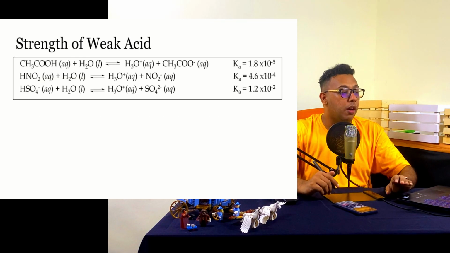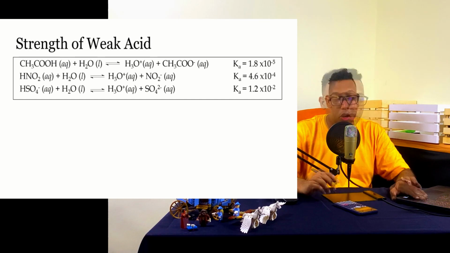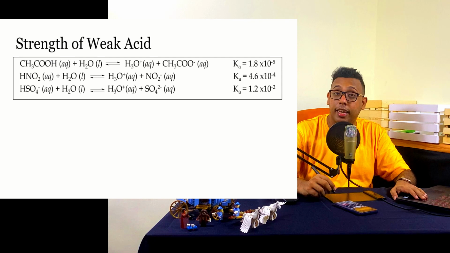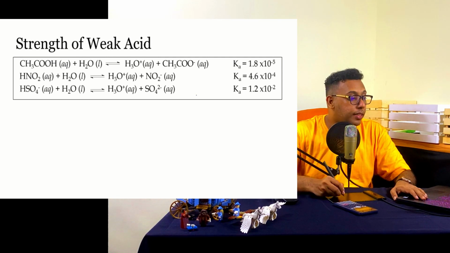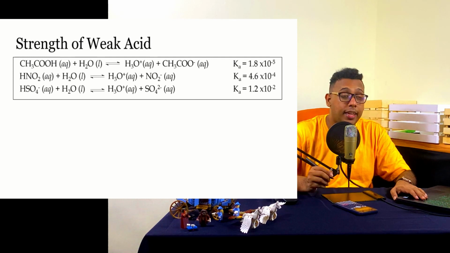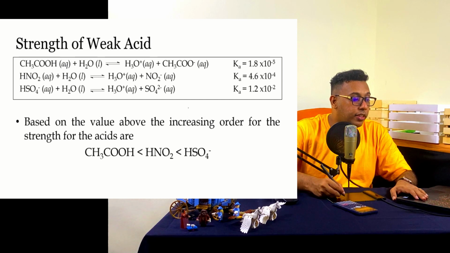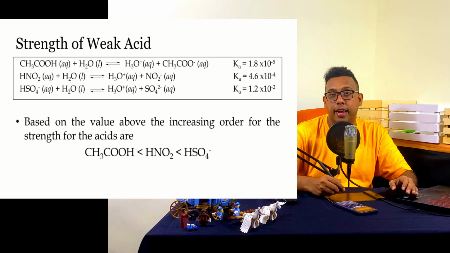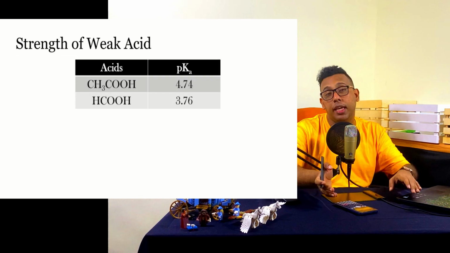Contoh macam ini. We were given 3 different acids. We have acetic acid, nitrous acid, and also HSO4-. From here, we were asked to arrange the acid in order of relative acidity. Kalau kita tengok di sini, value of Ka, okay, yang paling besar adalah HSO4- and yang paling kecil adalah acetic acid. So, based on that value, we can say that CH3COOH is a weaker acid compared to nitrous acid and HSO4-.